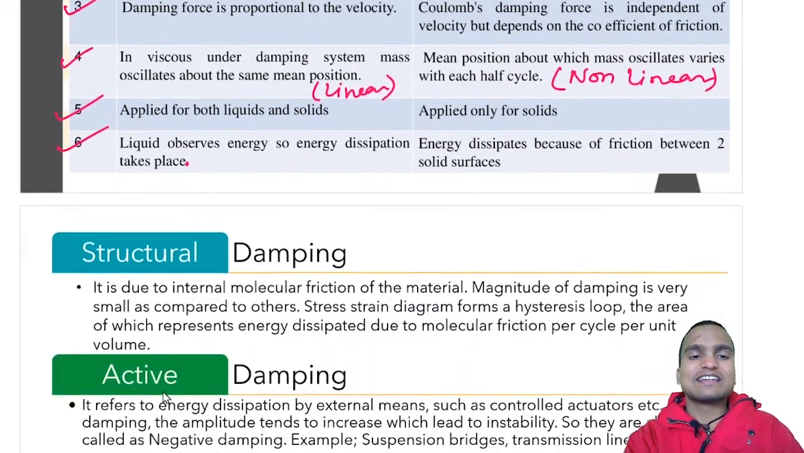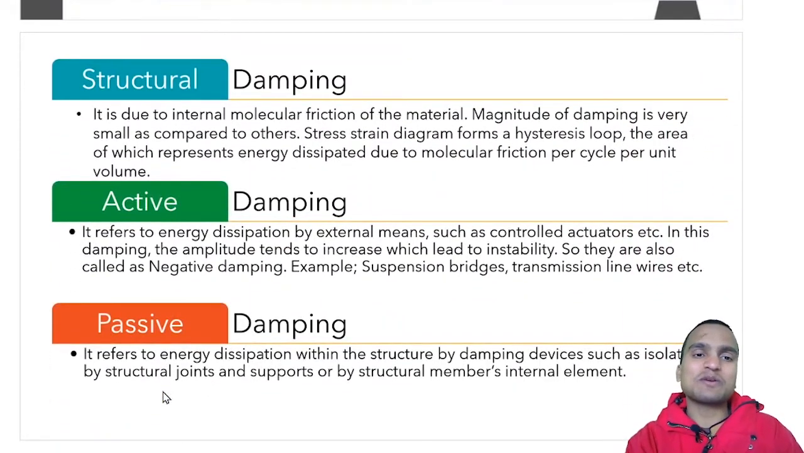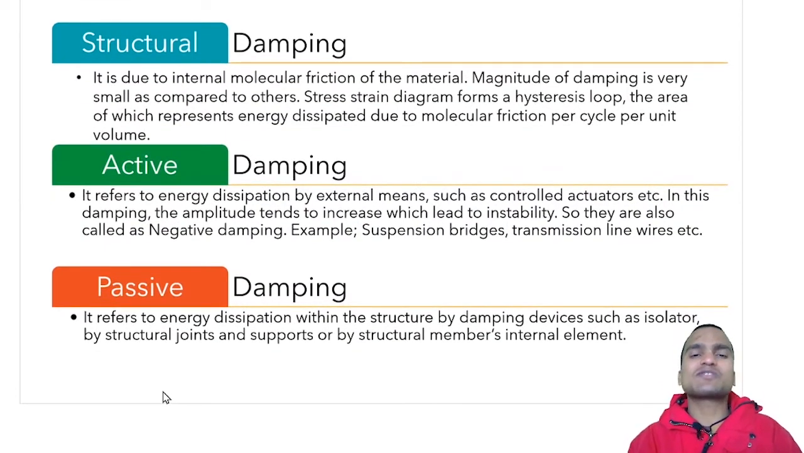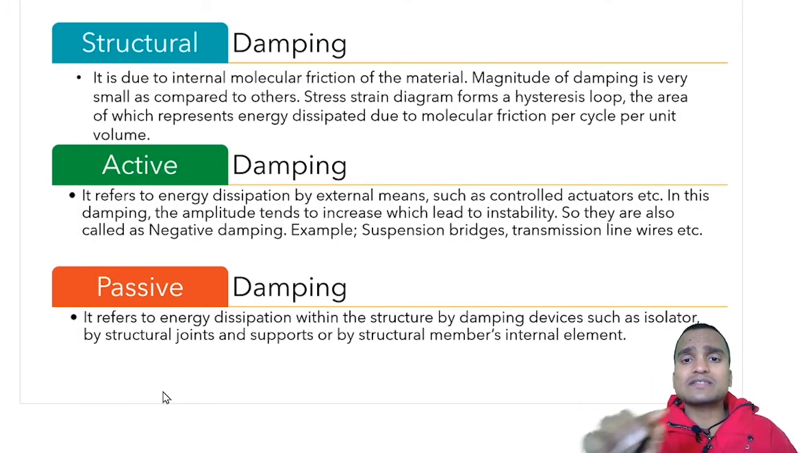Okay, now let us come to the last three types of damping, and let's get a brief introduction to all three types of damping. Structural damping, its value is very low, because it is due to internal molecular friction of the material. Now you can understand how small the magnitude will be. Its magnitude is very small as compared to all the types of damping. And why do we include this type of damping in discussion? Because we have seen the stress strain diagram is forming a hysteresis loop.